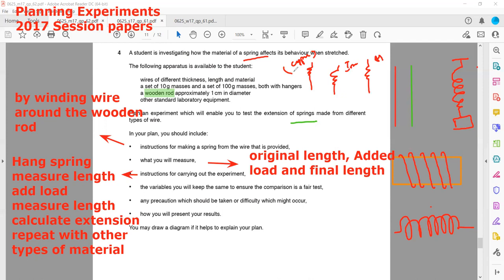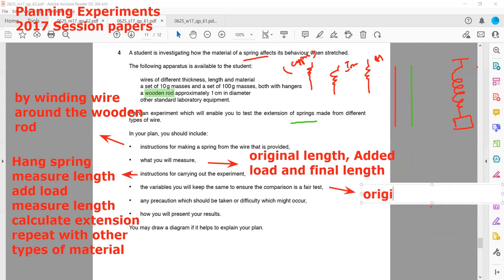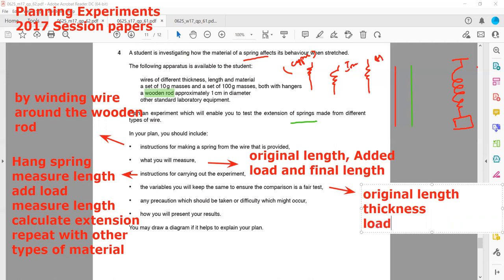So what parameters should we keep constant for a fair comparison? That should be the original length, the starting length, because original length can affect the extension as well. The thickness, they all should have the same thickness. The mass or the load used should be the same. Like if for the spring made of copper we are using 10 gram mass, then for spring 2 we should also use 10 grams. Spring for iron also 10 grams, for aluminum also 10 grams. So the load which we are using should also be the same.